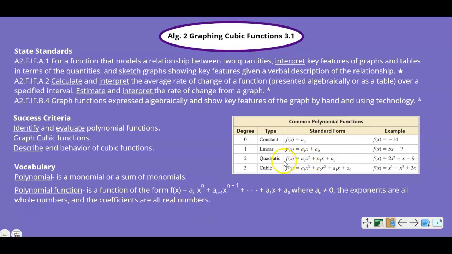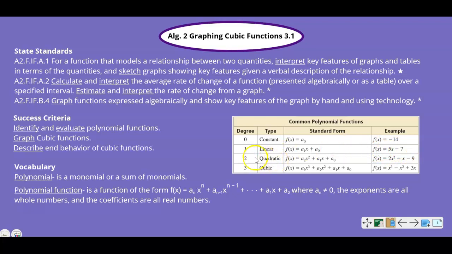So here's some examples to make the polynomial functions a little bit easier to interpret if you see some examples with actual numbers. All right, so a constant function is just going to be a number. There's no variable here. So the degree is 0, and f of x equals negative 14 is an example of a constant function. A linear function is degree 1. That means you've got x to the first power is your highest exponent. Degree comes from the highest exponent. So your degree is 1, and f of x equals 5x minus 7, or y equals 5x minus 7 is an example of a linear function.